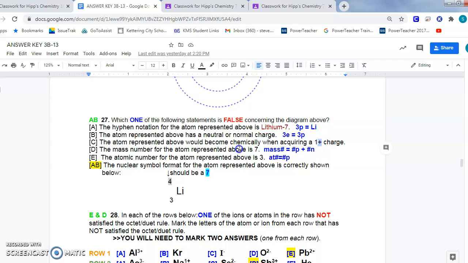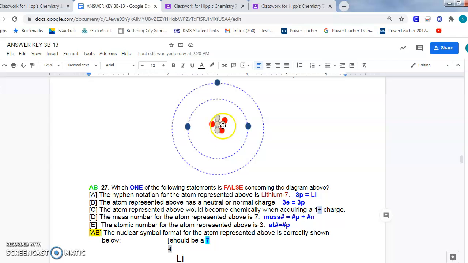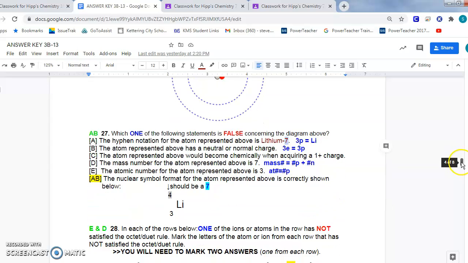All right. The mass number is 7. Absolutely, the mass number is 7. Mass number is the number of particles in the nucleus. The same way there's a 7 here. The mass number is 7. The atomic number would be 3. Atomic number is the number of protons in the nucleus. That's true.